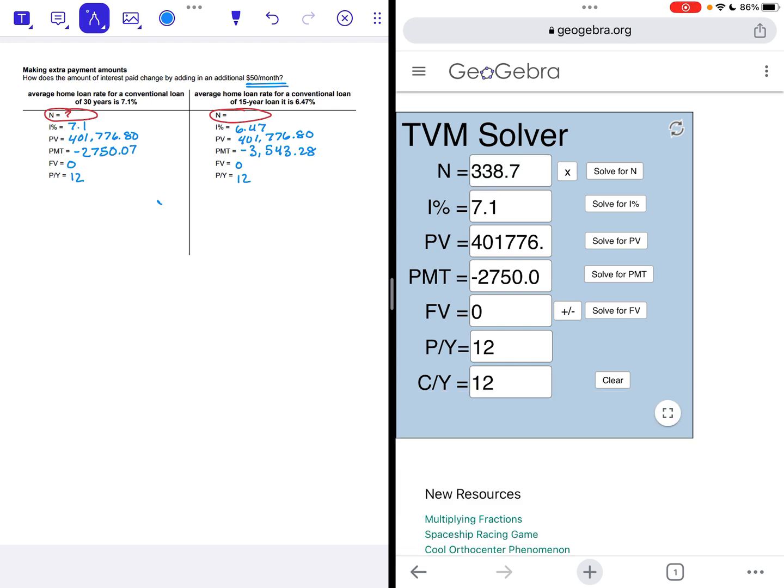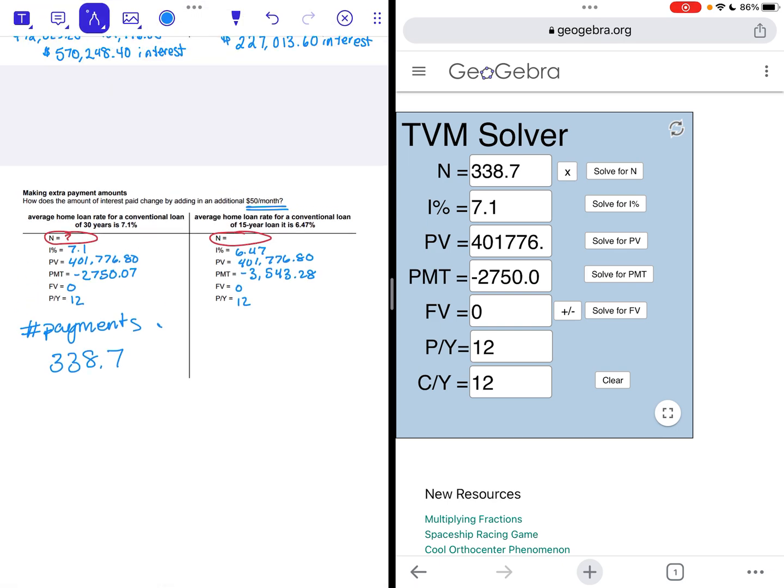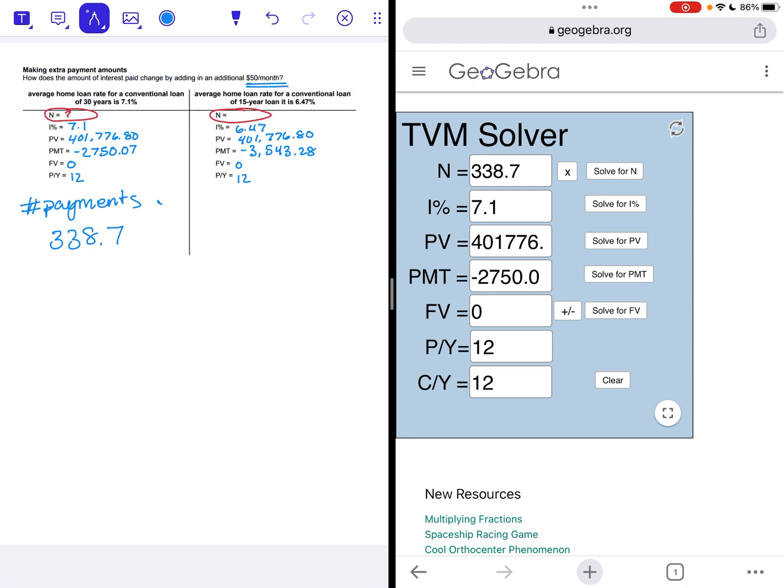And so if I solve for n, notice my number of payments is 338.7. And yes, I keep that 0.7. You'll find on mortgage payments, sometimes your last payment isn't a full payment. So I want that decimal there. All right, so I actually don't need as many payments. And you might be going, well, does that actually save me money? Okay, well, if I only have 338.7 payments, I'm no longer going to be spending quite as much money on the house.